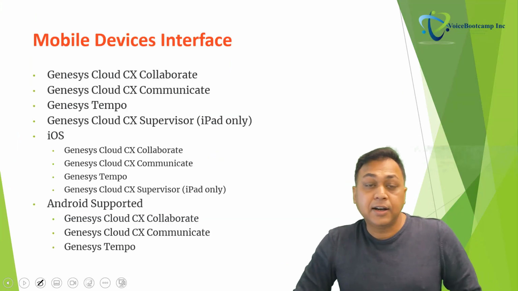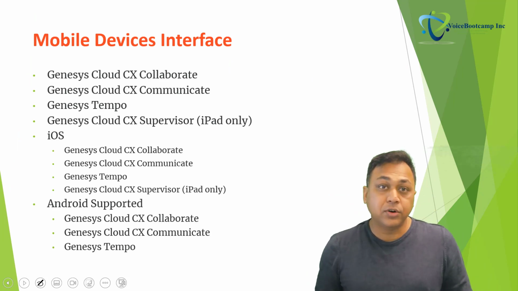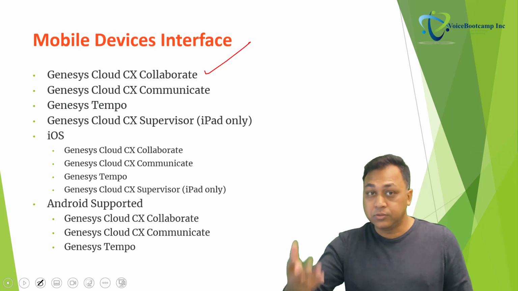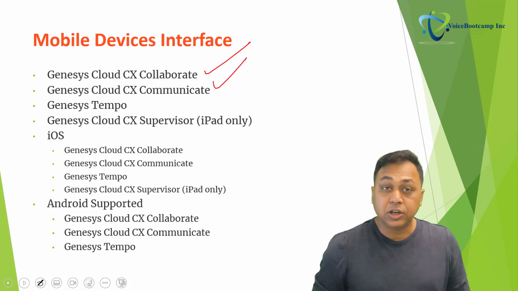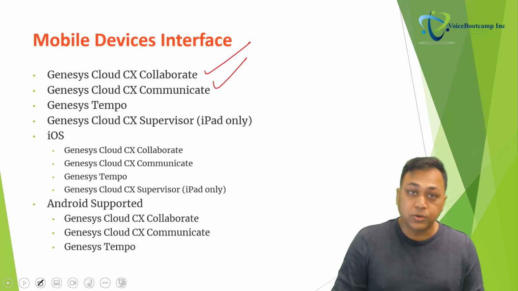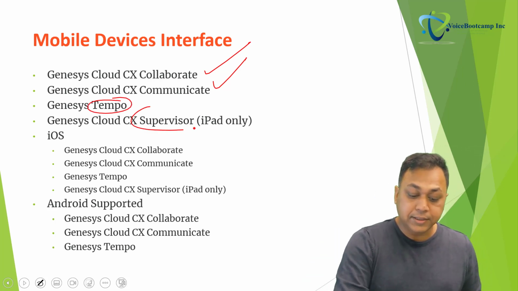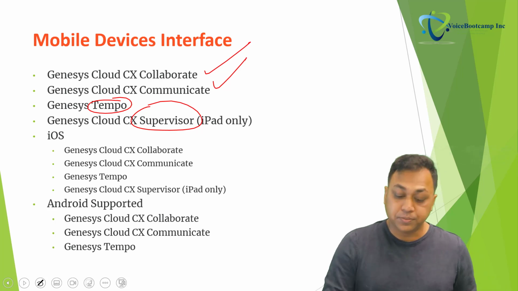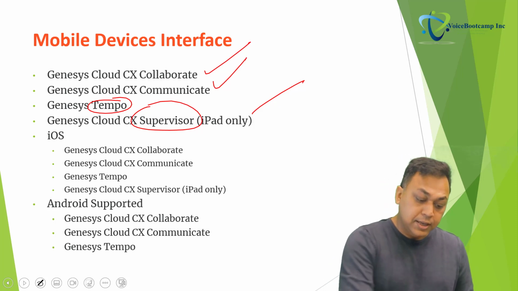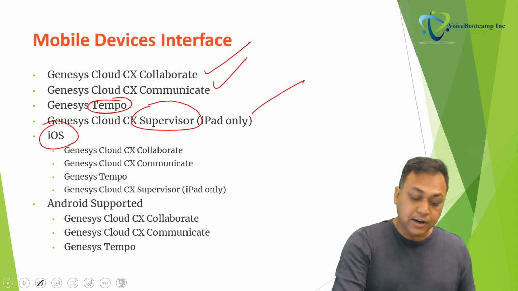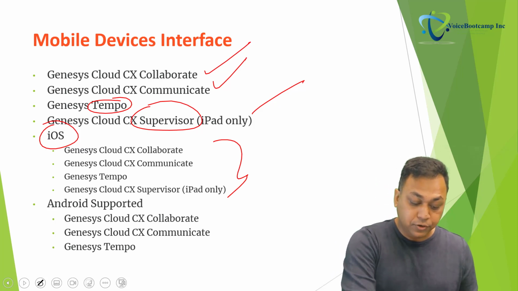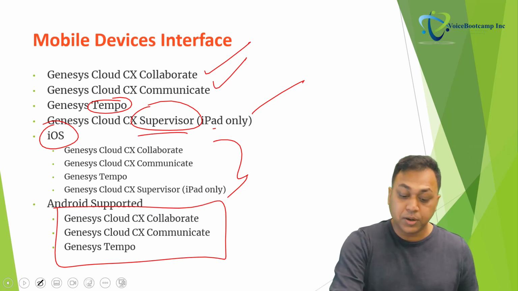Mobile devices such as Android or iOS are supported. However, for mobile devices, Genesys Cloud offers the following applications: Collaborate, which is for user profiles and data. You have Communicate, which is a telephony device that can be used to communicate with each other. You have Tempo and Supervisor. Supervisor is supported on iPad only, so if you are an Android user, you will not have that feature available. If you're using an iOS based device, these are the four applications you have. But if you're using Android, only the first three are supported because Supervisor is iPad only.